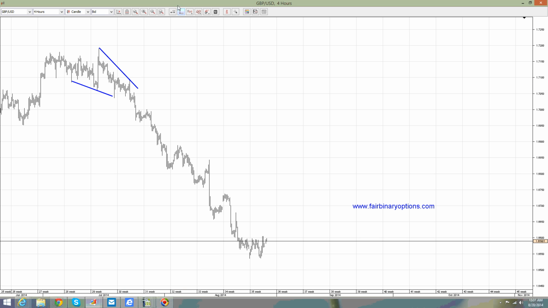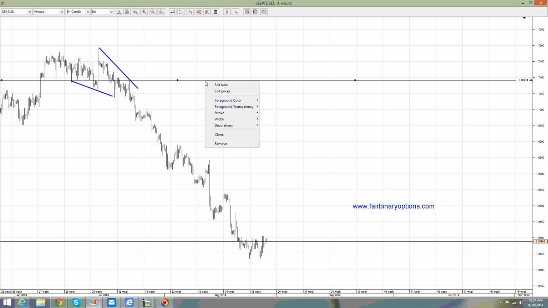The triangle is contracting, and it means that the impulsive move we should look for, or the move to the downside, started from this moment of time and not from the absolute highs. So if you are looking to count the waves, then make sure you count the waves from here and not from the absolute highs. So this is one clue that we already have.